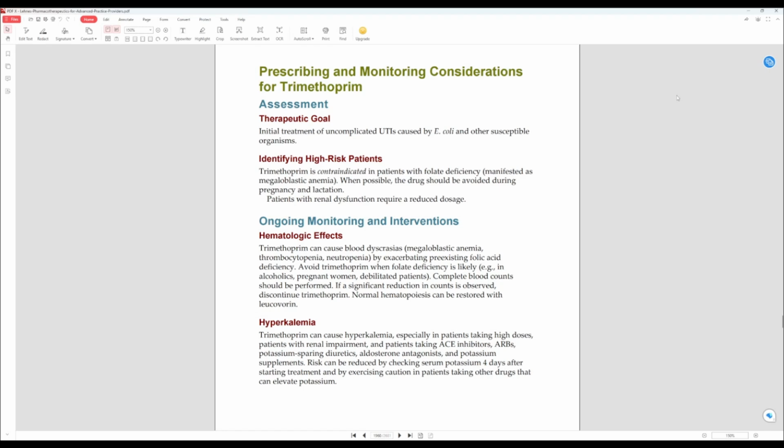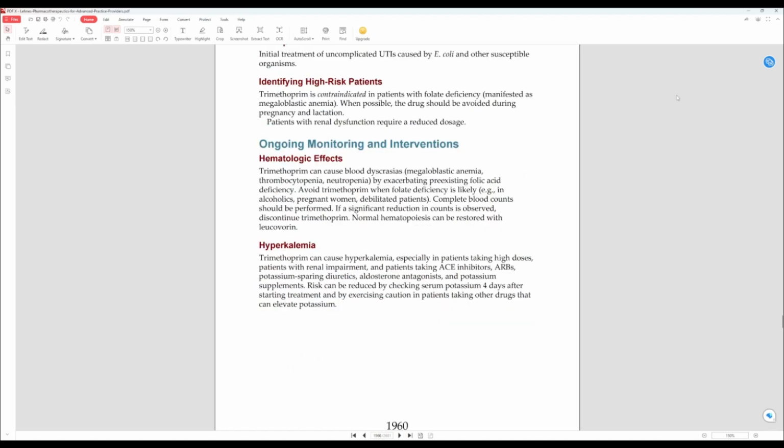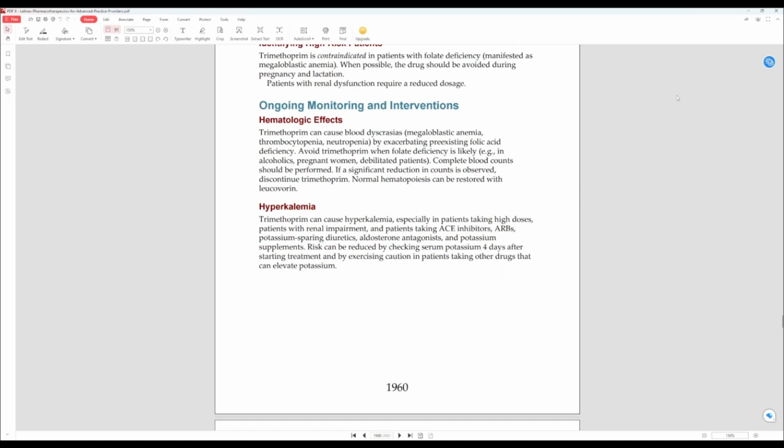And lastly, hyperkalemia. Trimethoprim can cause hyperkalemia, especially in patients who are taking high doses, patients who have renal impairment, or patients who are on either an ACE inhibitor or an ARB, potassium-sparing diuretics, aldosterone antagonists, or simply potassium supplements. Risk again needs to be reduced by checking potassium levels every 4 days after starting treatment and by exercising caution in patients who are taking other drugs that may elevate potassium levels.